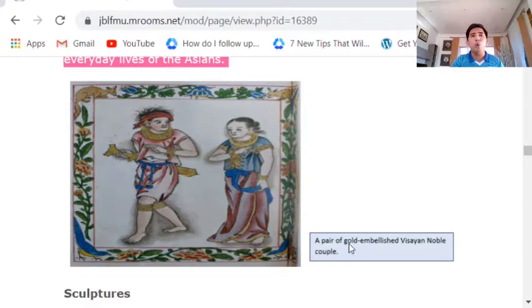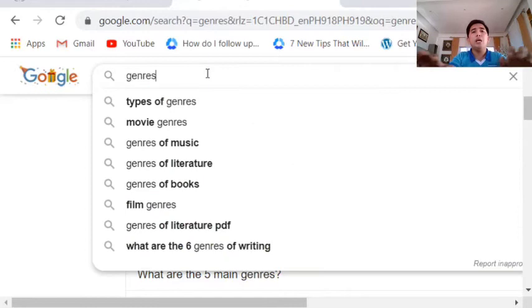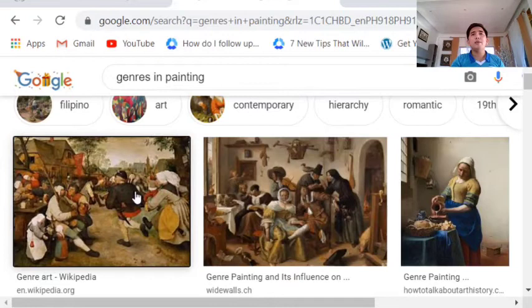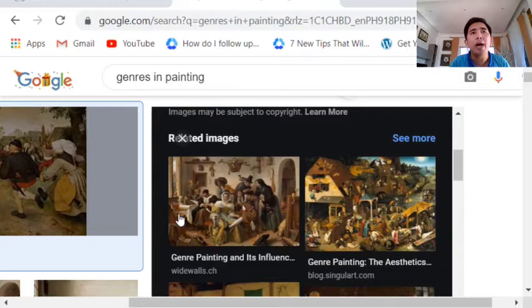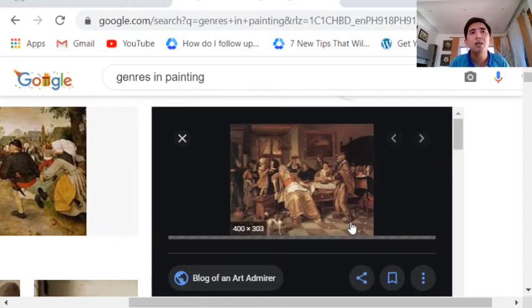For example, we'll try to search over the internet for other examples of genre paintings. Right here, okay? What you can see is the life of a person, right? Their everyday lives. This one, okay? So this is genre as a theme in painting, right? Right? So, next. Like that.